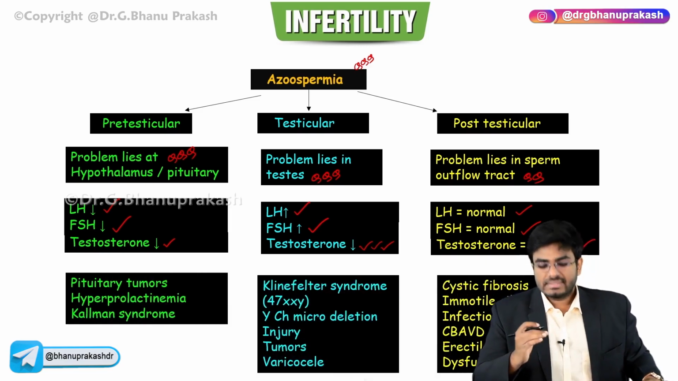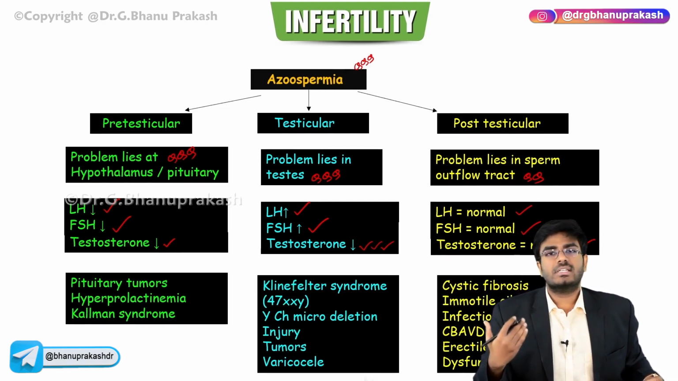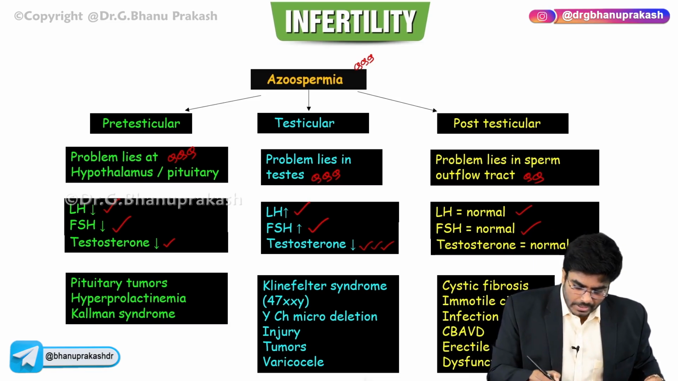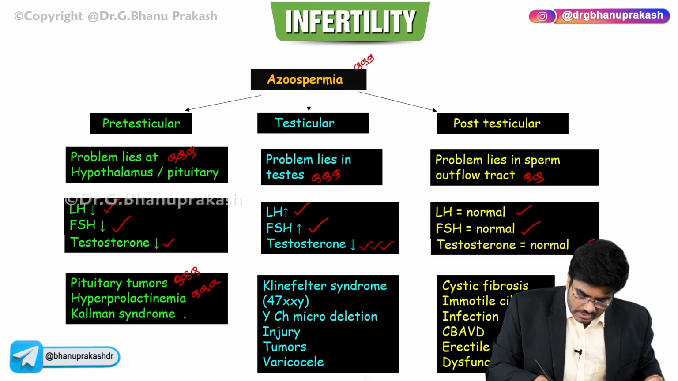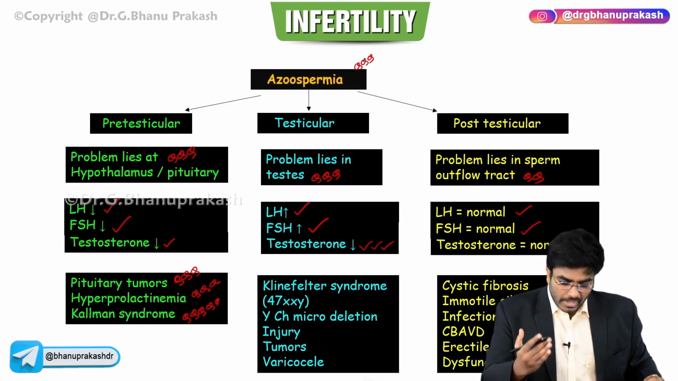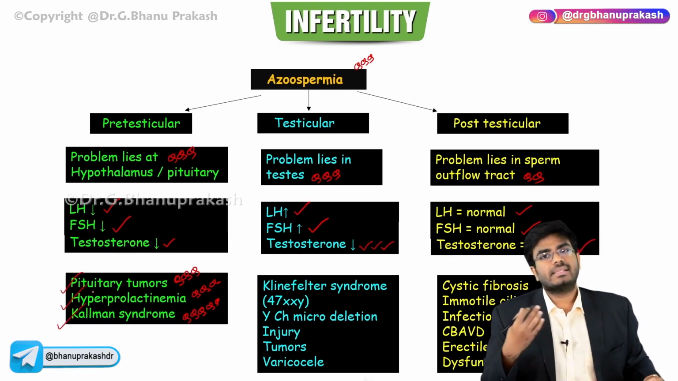Now, after this, let's see what are the reasons for the pre-testicular cause, testicular cause and post-testicular cause. We have already discussed, but let's have a recap. Now, pre-testicular causes might be because of pituitary tumors, or because of hyperprolactinemia, or because of Kallmann syndrome. Okay, we are going to discuss Kallmann syndrome in detail in the topic of amenorrhea. Okay, but for now, please concentrate. The pre-testicular causes include pituitary tumors, hyperprolactinemia, Kallmann syndrome, etc.